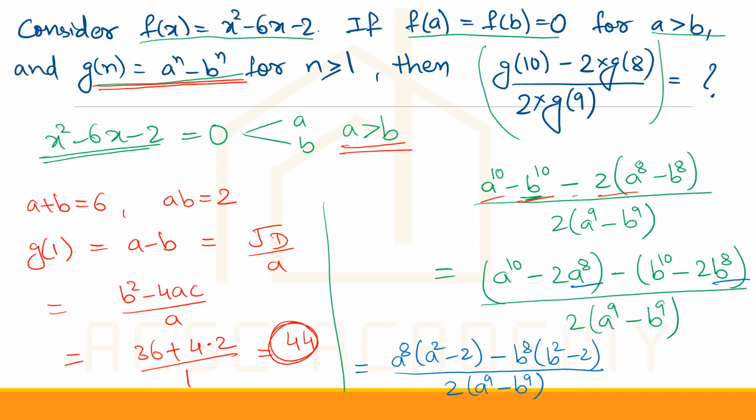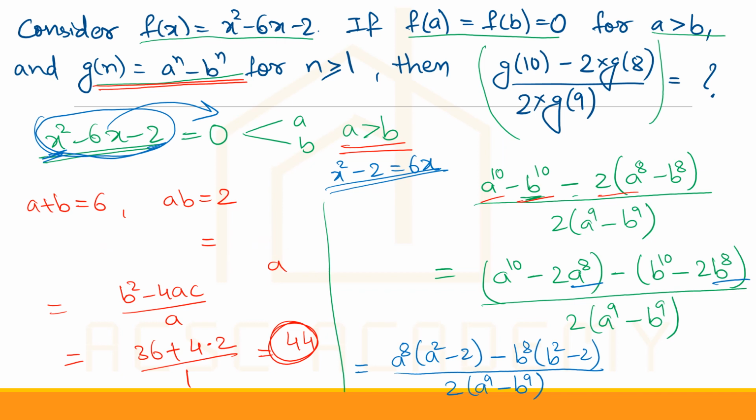Done. What next? Now looking at this a squared minus 2 and b squared minus 2 and looking at the original equation, we see something good. What is it? This x squared minus 2, which means now we are simply going to replace this x squared minus 2 with 6x. If we take the 6x on the other side, then we get this particular thing. So now we will use that and it will just solve our problems.